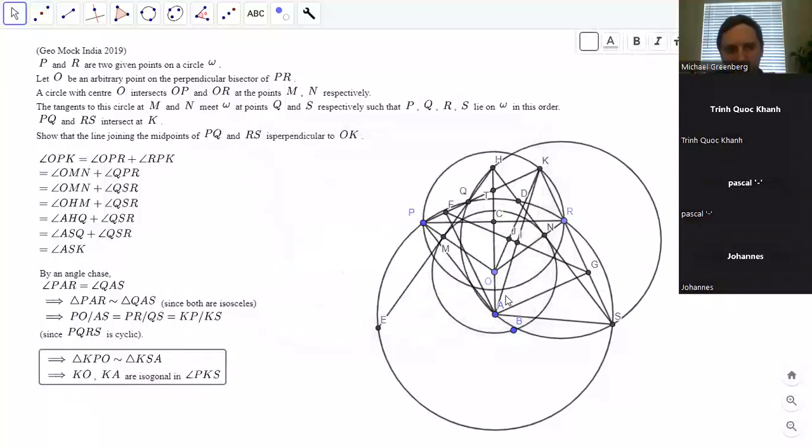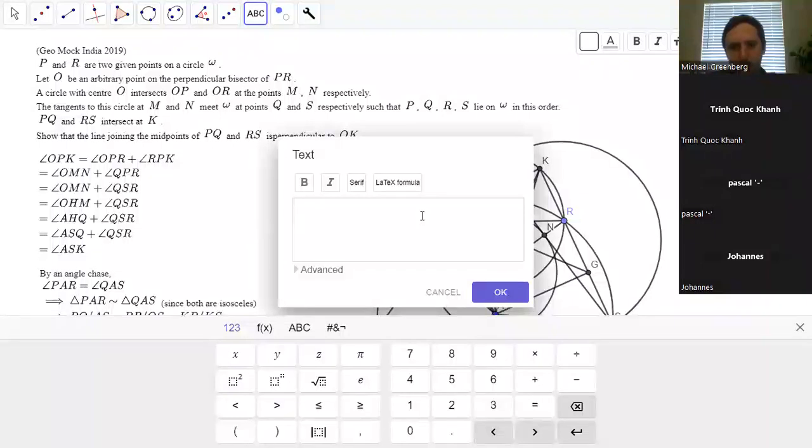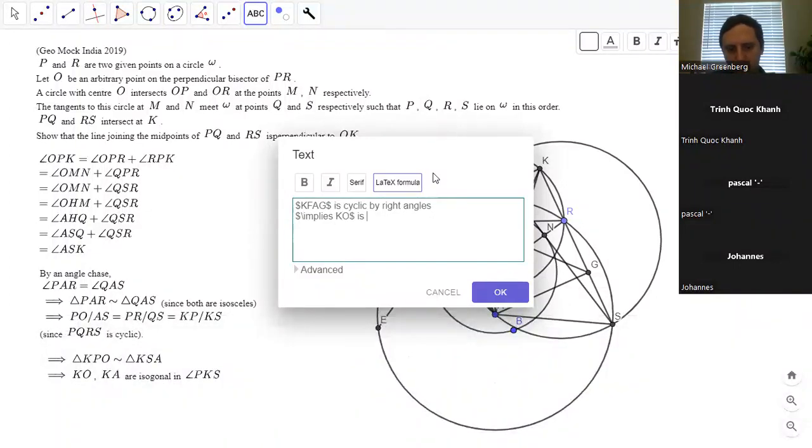And that means that KJ is an altitude of KFG, since KFAG is cyclic. So I'll say KFAG is cyclic by right angles. KFAG cyclic by right angles implies that KO is an altitude of KFG, since KA is a diameter.